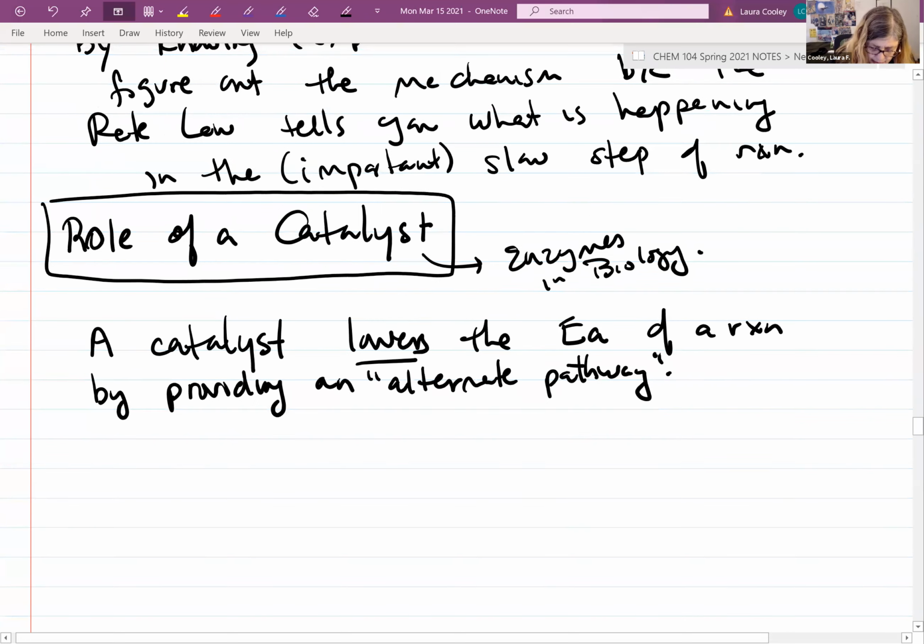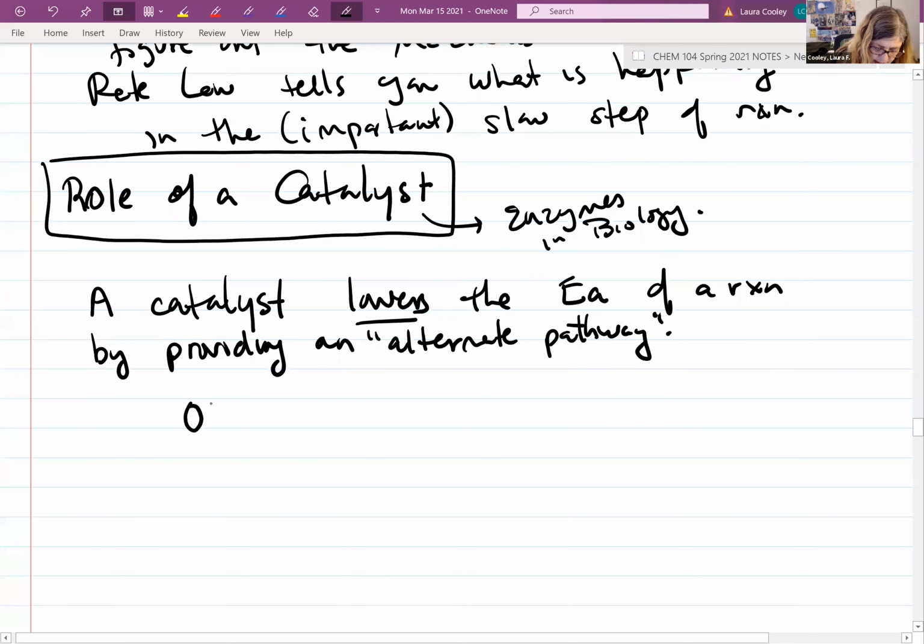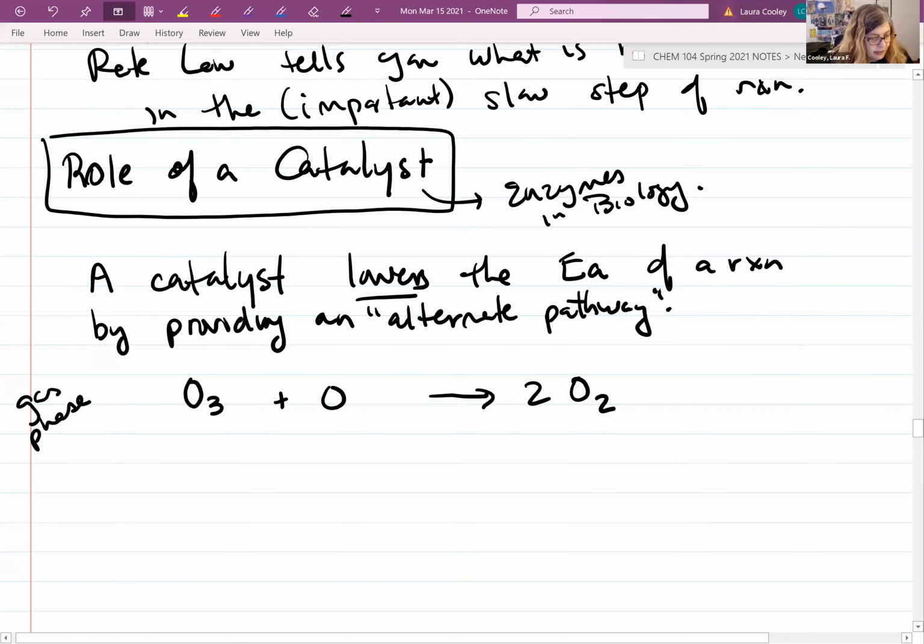So I'm going to talk about this reaction. This is the reaction that's the destruction of the ozone. So these are all in the gas phase. Ozone reacts with oxygen atoms to form oxygen, okay? And this is what we call the destruction of the ozone.